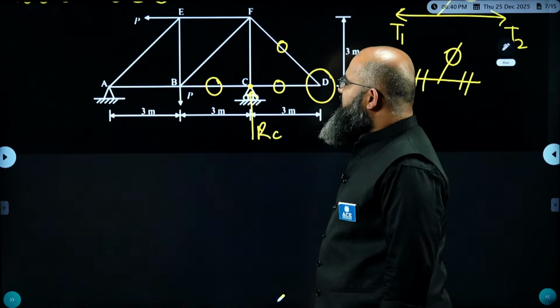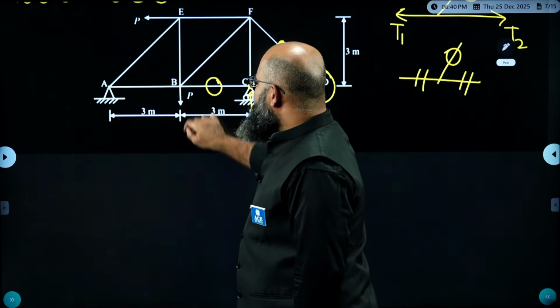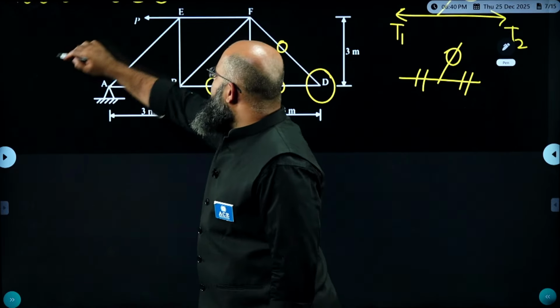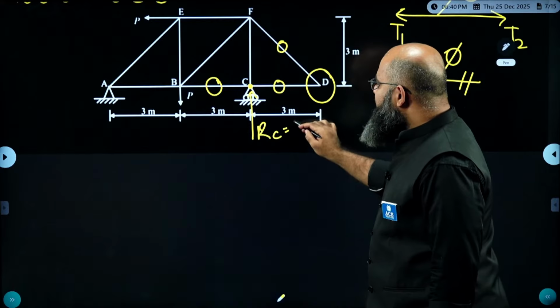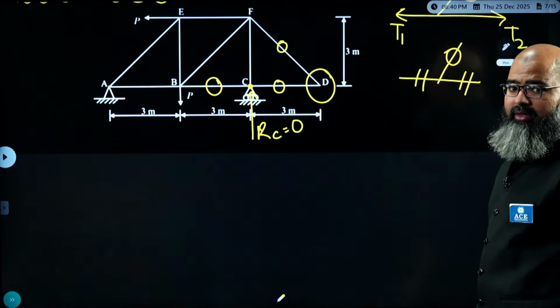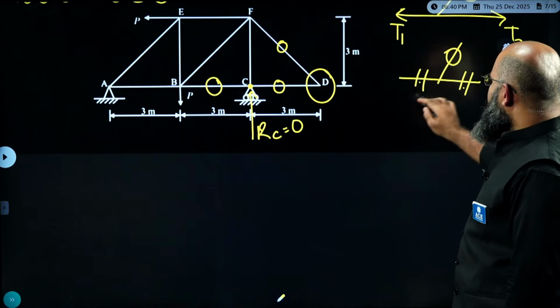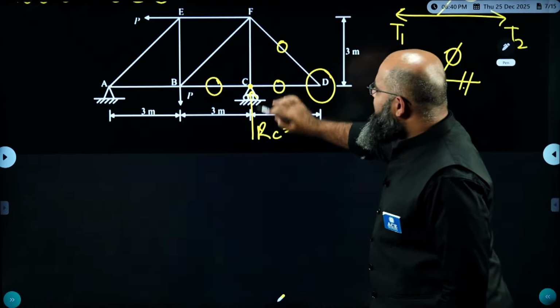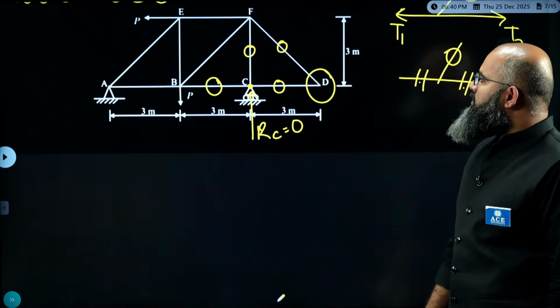The reaction at point C is equal to how much? If I take the moment about point A equal to 0, this P is creating a clockwise moment, this is creating anti-clockwise moment. Both of them are having the same lever arm. So therefore RC has to be equal to 0. If RC is equal to 0, you see both of them are equal also. If RC is equal to 0, this also should be equal to 0. So this is also a zero force member.